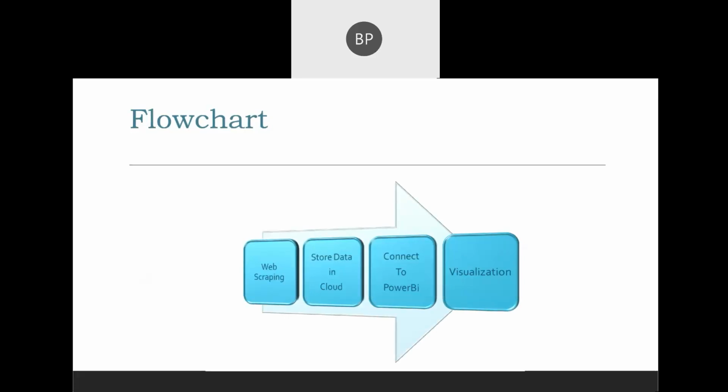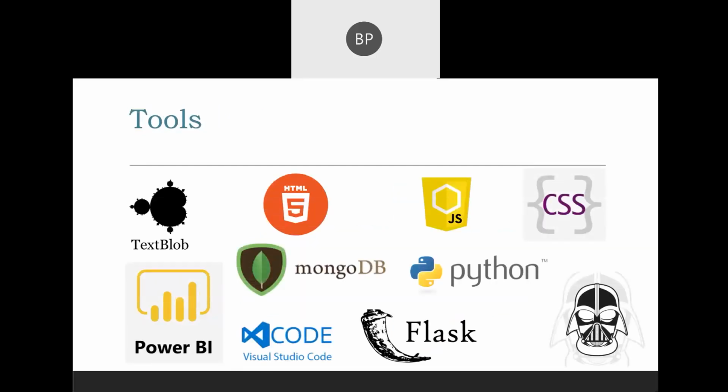Here is our flow chart. First we did web scraping, then we stored our data in the cloud. After that, we connected with Power BI and then made visualizations. And here are the tools which we used for this assignment, such as MongoDB, VS Code, Flask, Python, CSS, JS, HTML.